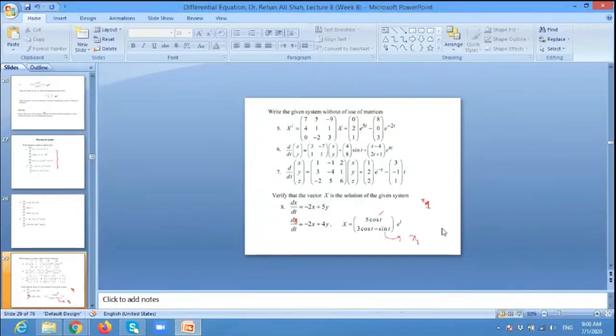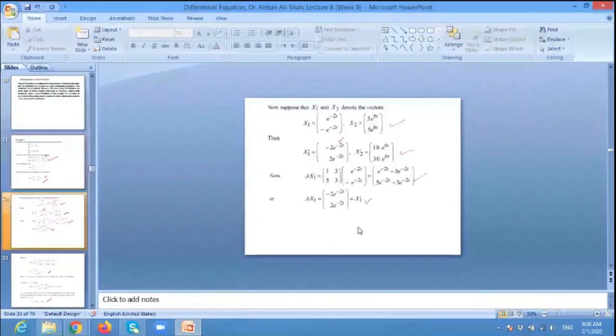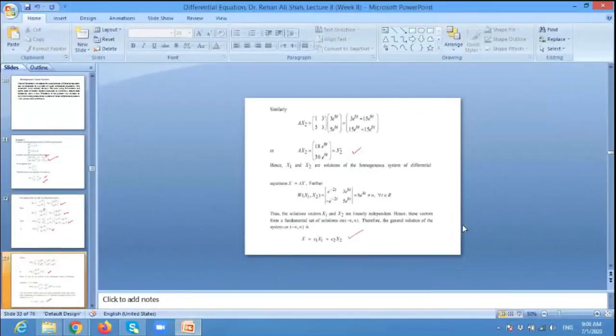So write this in the form of a system. This is simple. This is again another example. Consider the homogeneous system in matrix form. You can write it as dx by dt, which means x dash, and below it y dash, equal to the coefficient matrix 1 3 5 3 times x y. So x1 dash will become... this is the same example again.